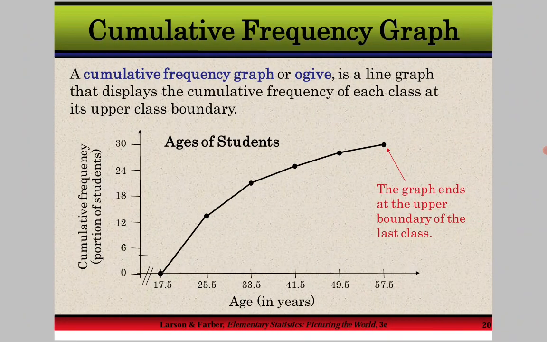Next is cumulative frequency graph. A cumulative frequency graph, or ogive, is a line graph that displays the cumulative frequency of each class at its upper class boundary. What are cumulative frequencies? Cumulative means the continuous sum of the frequencies, starting from the beginning and adding the next frequency, till the last frequency.